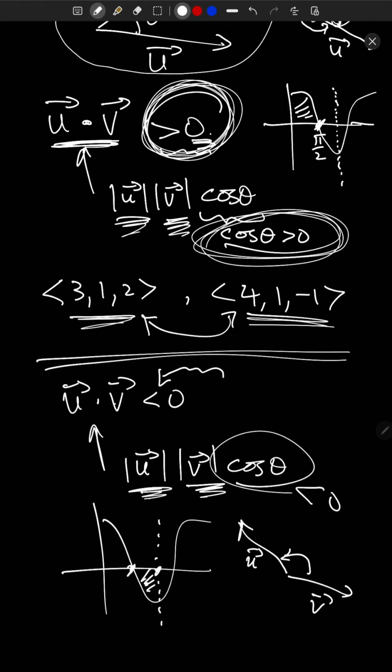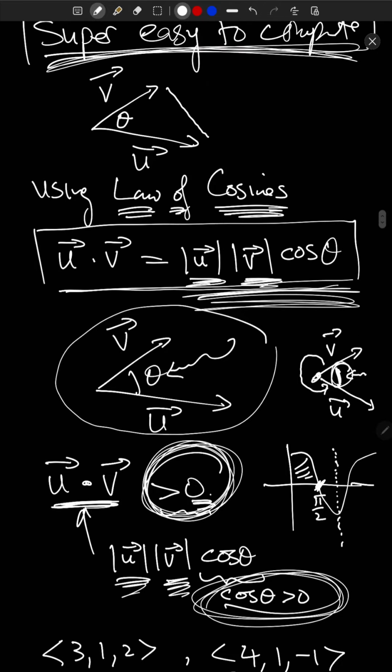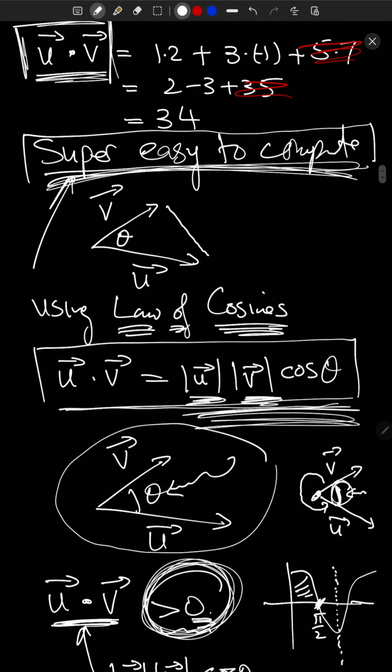Okay. So again, we get information about the relationship between u and v just from the dot product, which again, is super easy to compute. All right, that's actually really important.